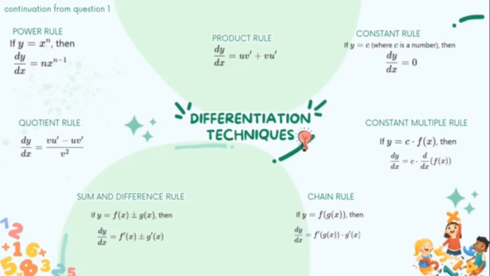Okay, techniques of differentiate, we have 7 techniques, which are the power rule, constant rule, product rule, chain rule, quotient rule, constant multiple rule, and the last one is the sum and difference rule.